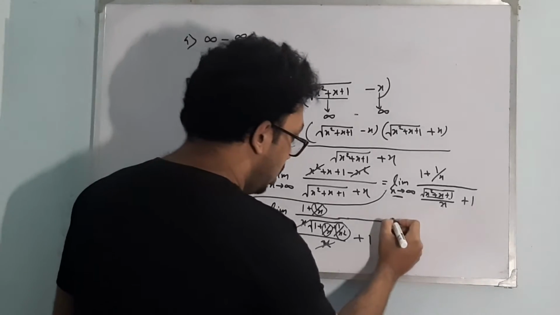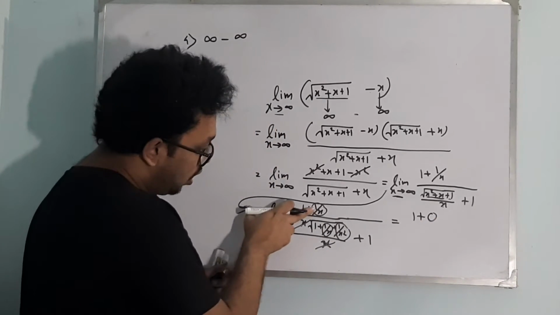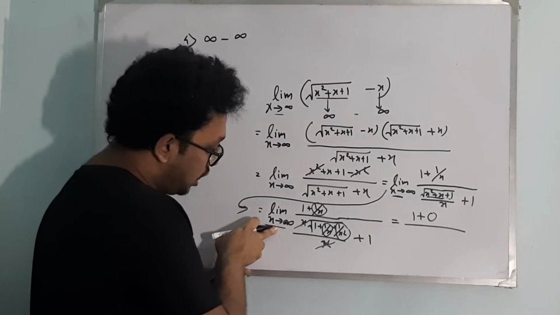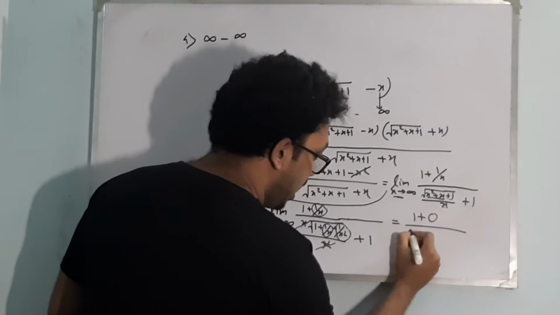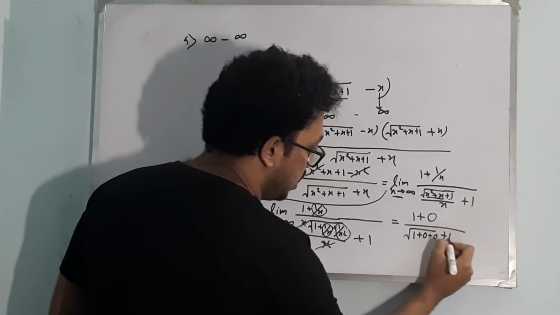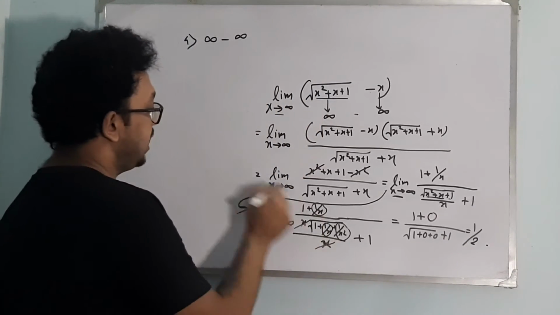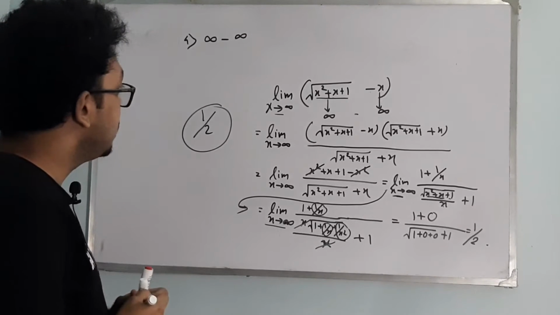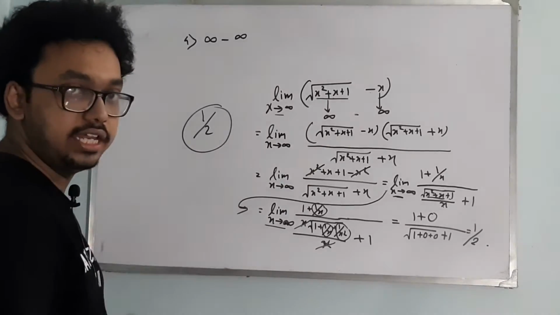So if you simplify, you will have 1 plus 0, because when x is tending to infinite, 1 by x will tend to 0, divided by, when x is tending to infinite, this 1 by x and this 1 by x square will tend to 0. So I will have square root of 1 plus 0 plus 0 plus 1. So this is nothing but 1 divided by 2. So the final answer in this case is half, right? So I hope that you have understood one possible way to tackle this infinite minus infinite form.